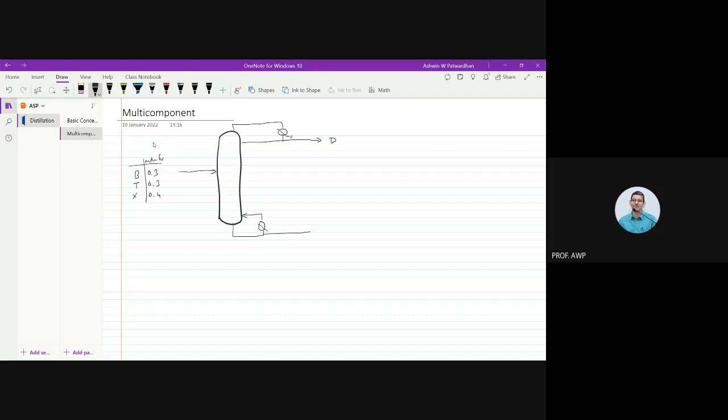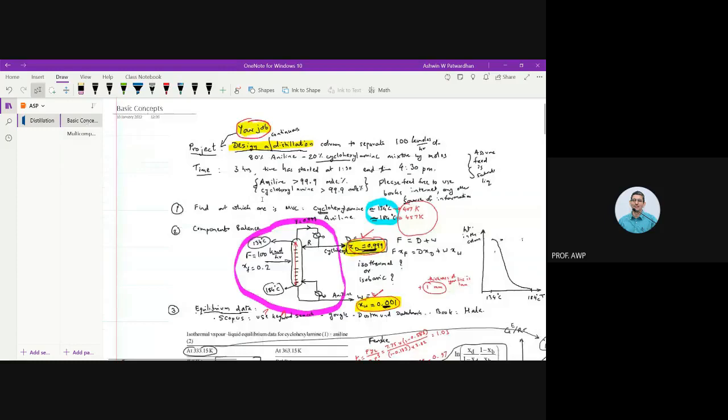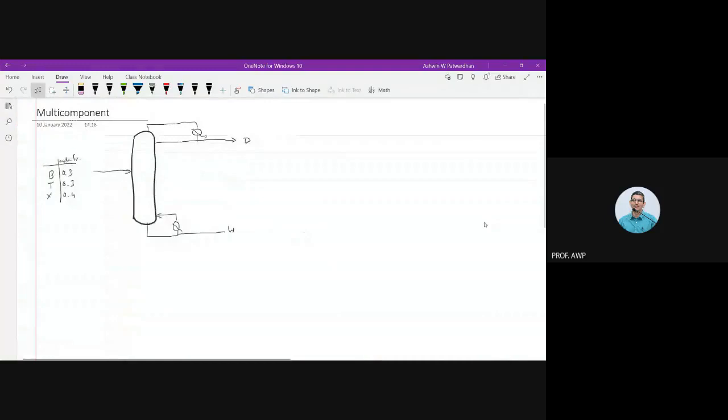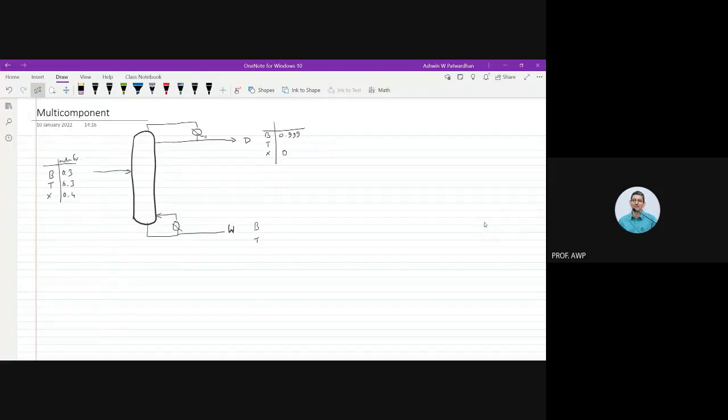W or B, whatever. What did we call it last time? We calculated B or we calculated W? W we calculated. Let's say we want in the distillate benzene, toluene, and xylene. Let's say we want 0.999 benzene, and xylene we want 0. Benzene, toluene, and xylene. We want 0.98 here. We want 0 here.